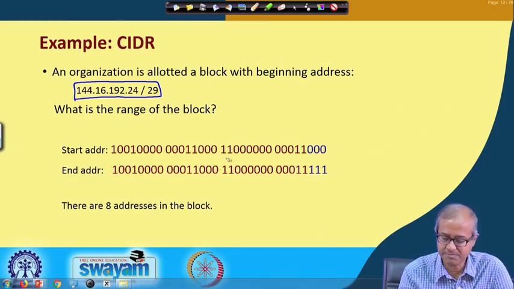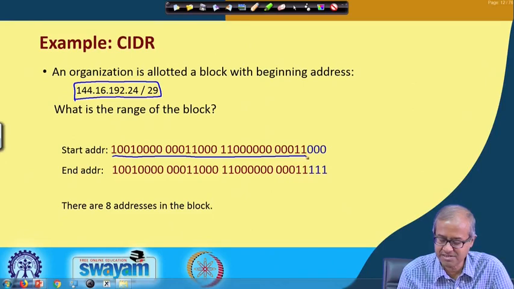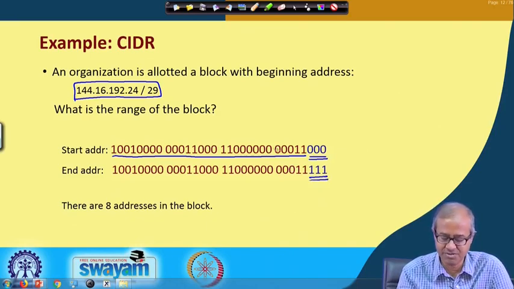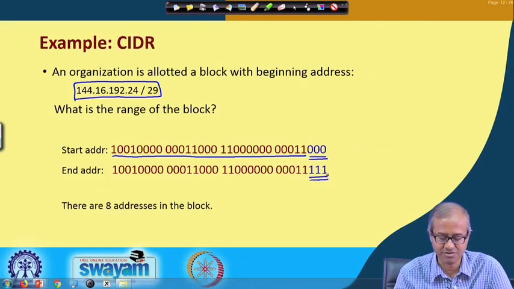Now, let us try to understand the meaning of this. 29 means the first 29 bits are the network address and the last 3 bits are the host. So, the last 3 bits can go from 000 up to 111. So, the starting address will be this, and the ending address will be this. You can just compute the decimal values.